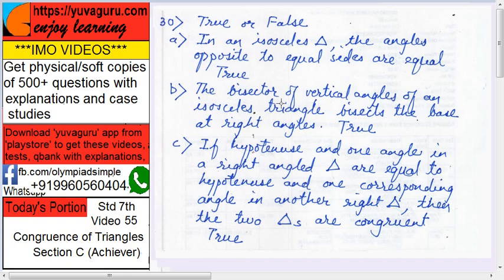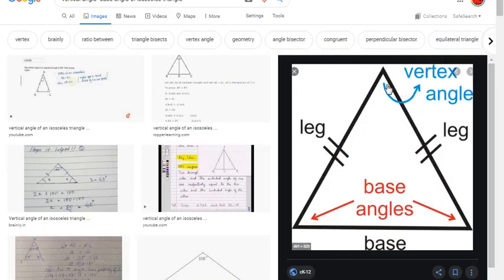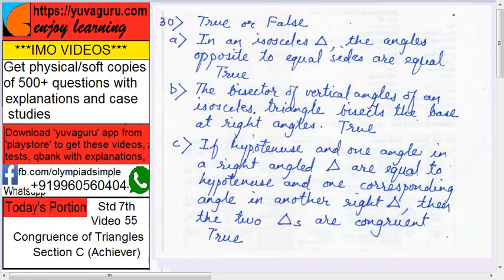Here, the bisector of the vertical angle means what? What are vertical angles? We have seen it earlier. The bisector of the vertical angle of an isosceles triangle bisects the base at right angles. See, this is the vertical angle, or vertex angle, and these are the base angles, which are opposite to the congruent sides. So the bisector of the vertical angle bisects the base at right angles.